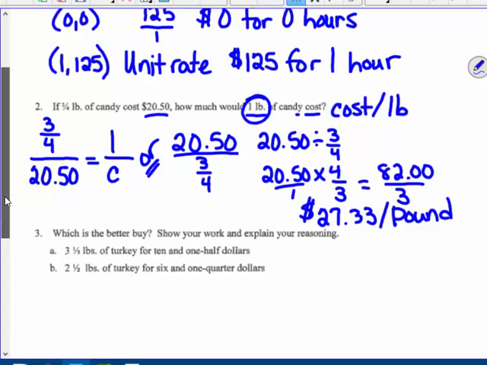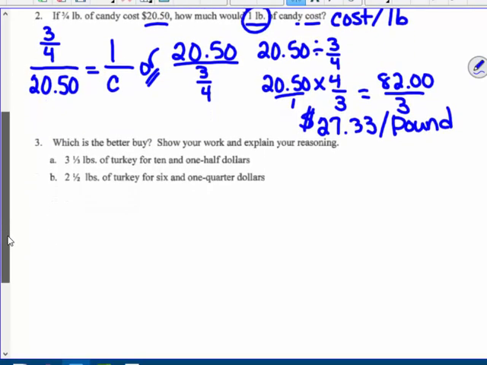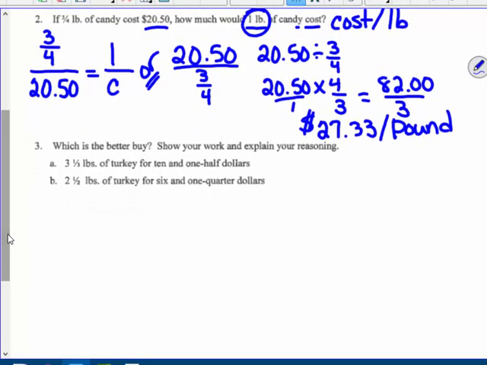Yes, you could set that question up in a proportion and answer it that way as well. Do the product of the means equals the product of the extremes, and you would get 20.50 times 1 is 20.50, and 3/4 times C. And what are you going to do? You're going to divide by 3/4, which is what I did over here. I divided by 3/4. So then you would get to this point right there. So you could set it up proportionally or just find the cost per pound, the unit rate.